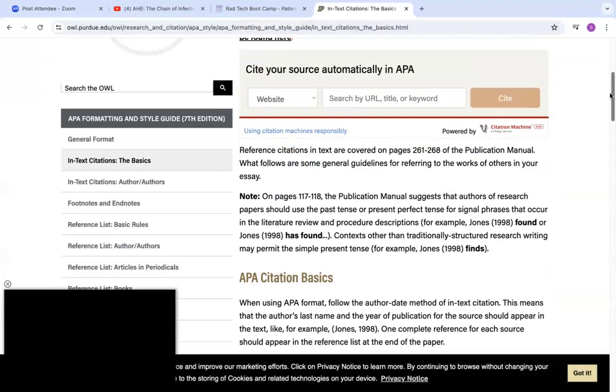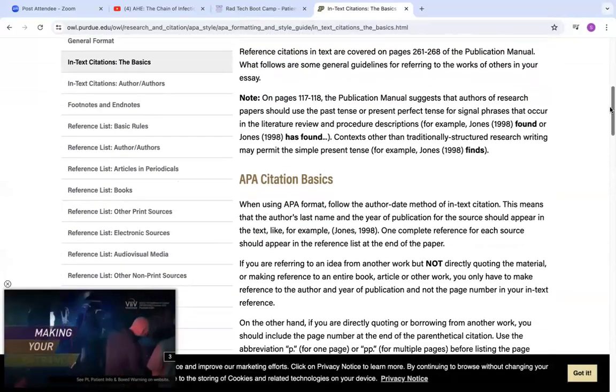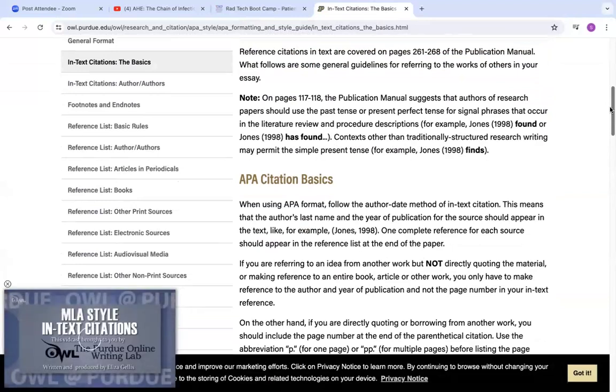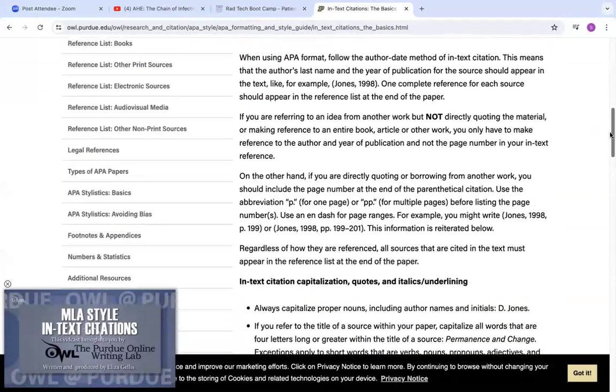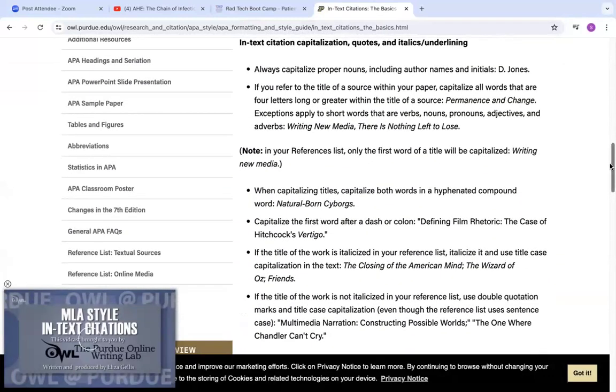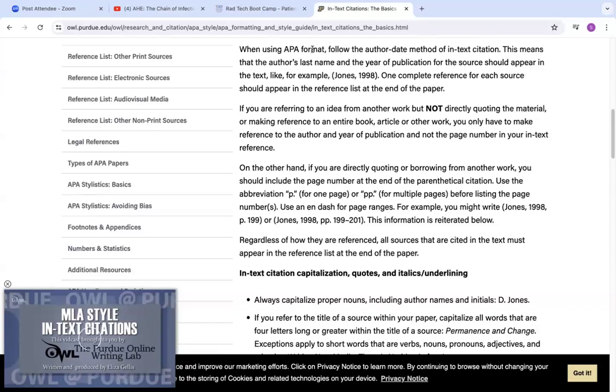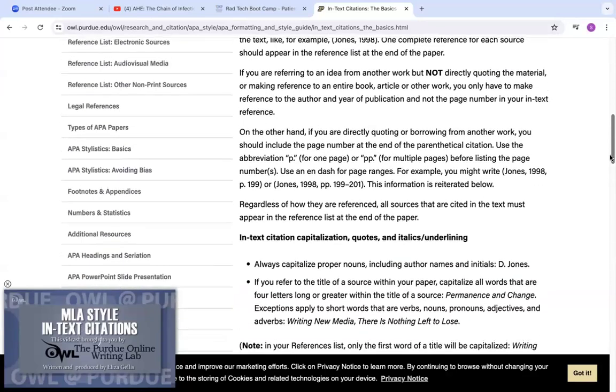So for your in-text citation, you should have both authors' last names. It should have the publication year of the textbook, and it should have the page number where you found the quote. So that's basically the formula for your in-text citation. The textbook that we use has 2 authors, so you should have 2 last names, the publication year of the textbook, and the page number where you found the quote. That's the format for the in-text citation for APA.